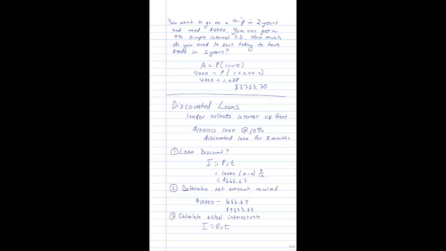So then what we can do is calculate what the actual interest rate is of this loan. And we're going to use the I equals P R T again. And the interest was $666.67. The principal is the amount that I actually received, the $9,333.33. The rate is what I'm trying to find, and the time is still the 8/12. When I do this, I find that my actual rate is equal to 0.107 or 10.7%. So discounted loans actually end up really costing you more money than you might think based on the plain interest rate that they give you.